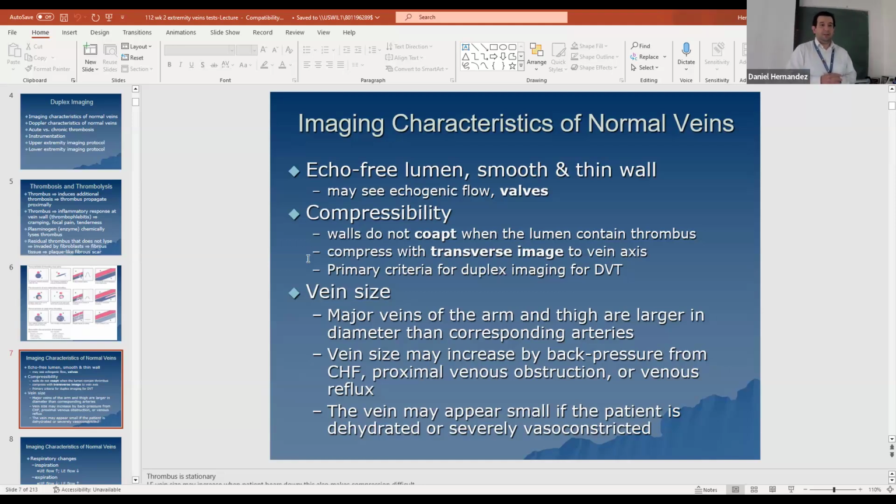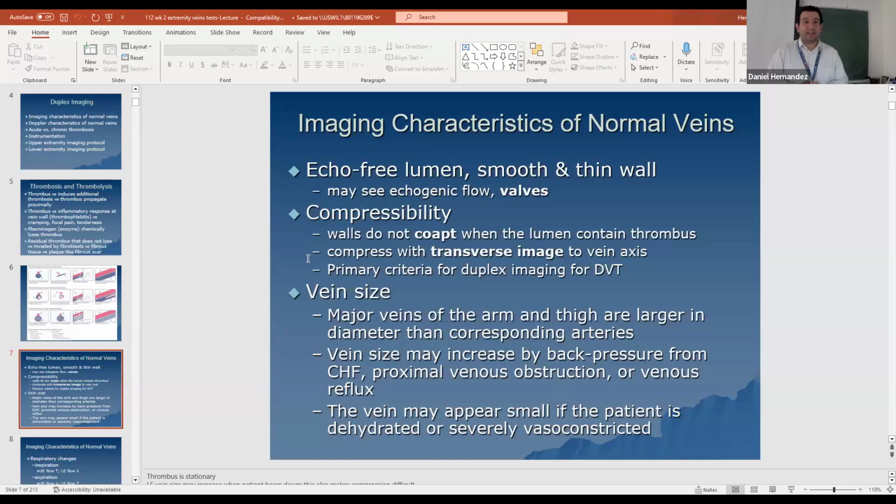Compressibility. So again, when there's thrombus within that vessel, it doesn't coapt. That word coapt is what we use to describe the compression of the vessel. So when a vessel fully coapts, it fully compresses down. We do compression in a transverse view. So you guys might be in the text and the sites, or in sagittal, you might be trying to compress on a vein. But when we acquire those compression images, we're only doing those in transverse view. So we only compress in a transverse view.